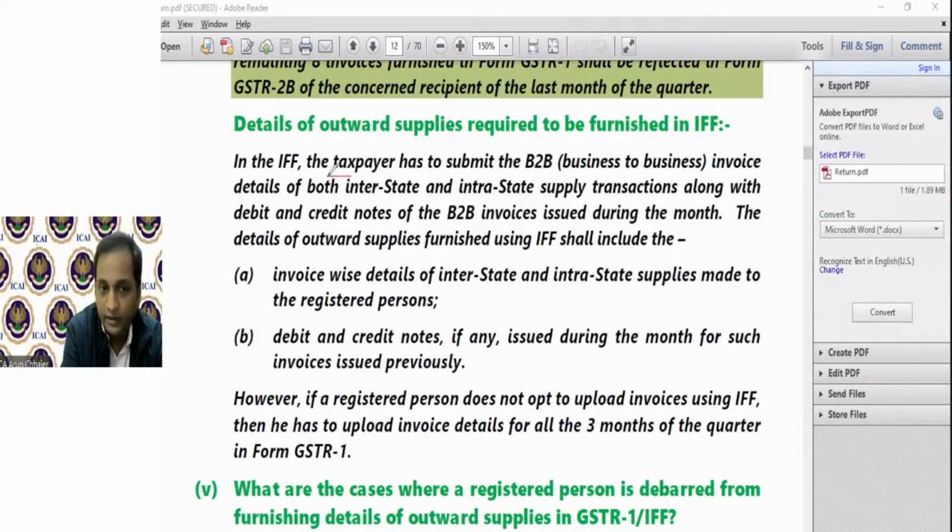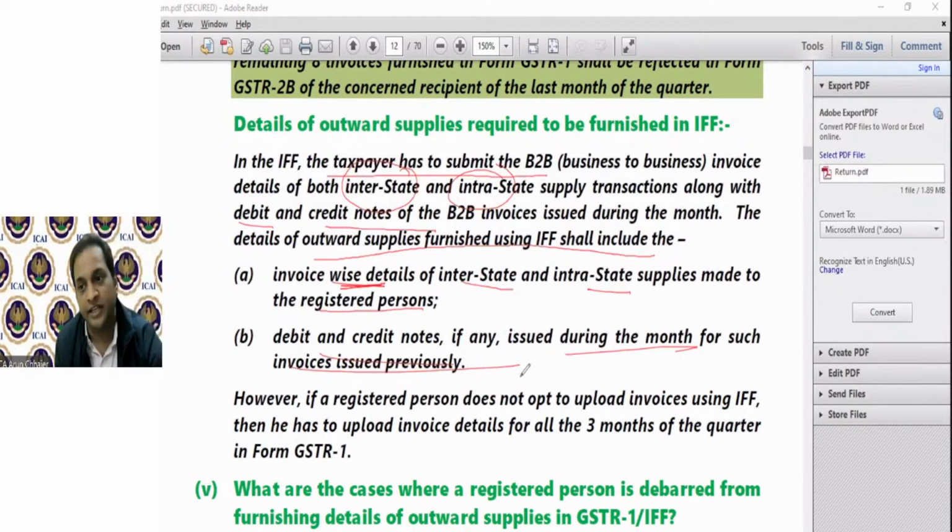In the IFF, the taxpayer has to submit the B2B invoice, whether it is inter or intra, debit note or credit note issued during the month. The details of outward supply furnished using IFF shall include invoice-wise details of inter or intra supplies made to a registered person, and debit and credit notes issued during the month, of such invoices which are pertaining to the prior tax period.